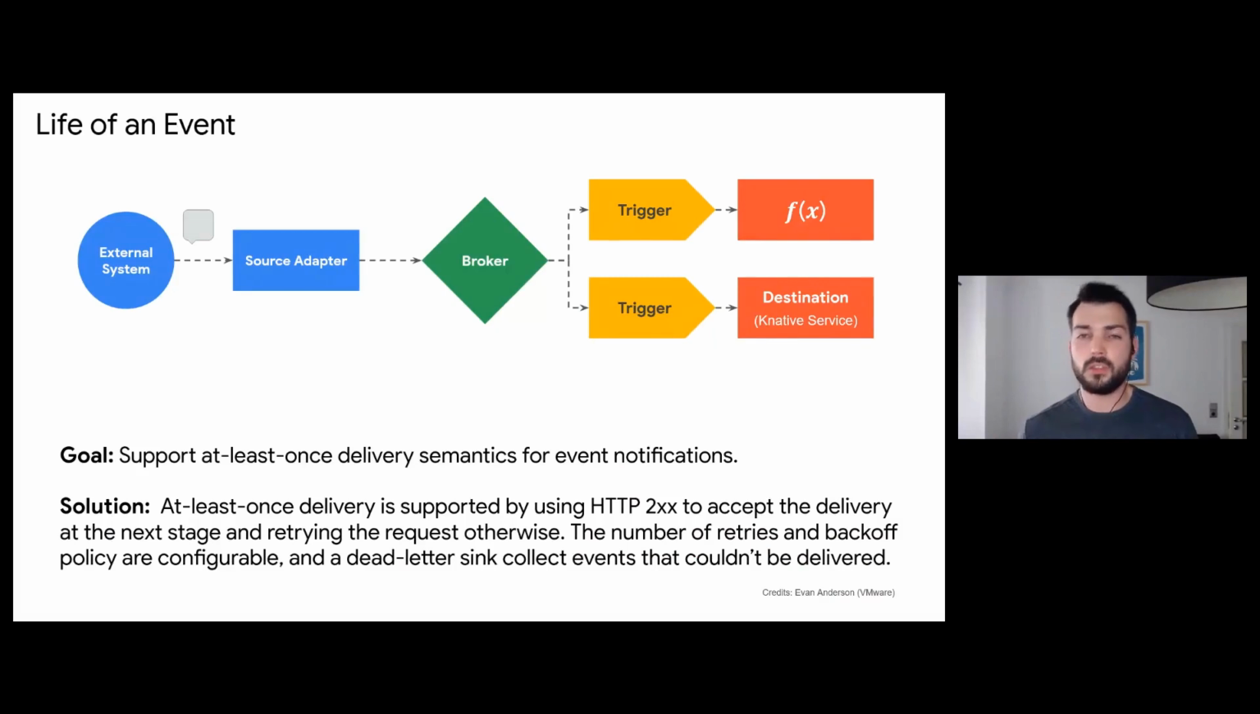It also supports dead letter queues. So if an event cannot be delivered at all, you still have the possibility to deliver this event to a dead letter queue. Even if the consumer is not able to receive these events, you will still have them stored somewhere and you will be able to consume them at a later time.